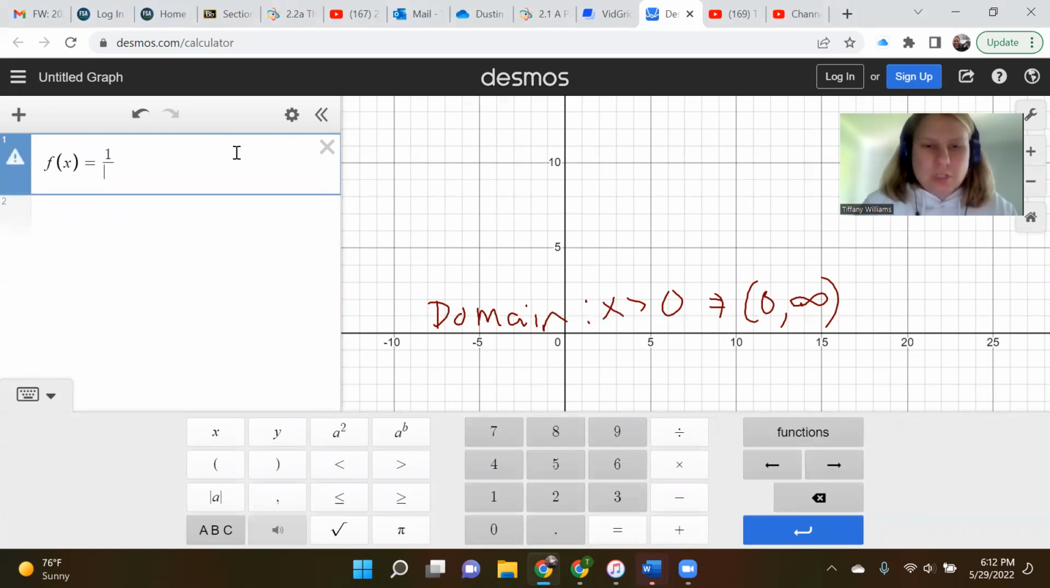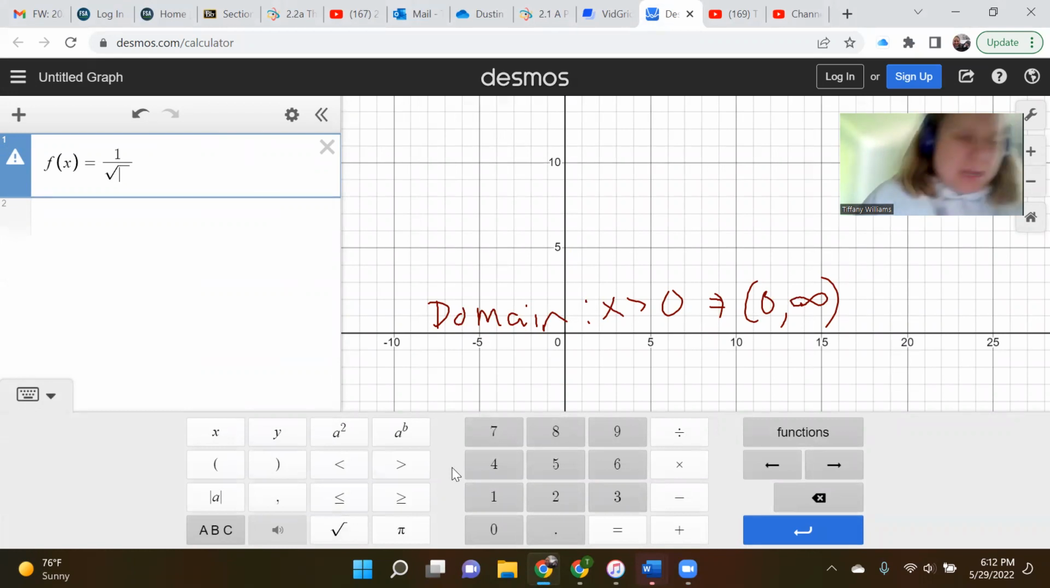Oh, this is cool. I haven't showed you guys how to do a square root yet. You can also type SQRT. That'll do a square root, but I've got my little thing here. What was this? X.